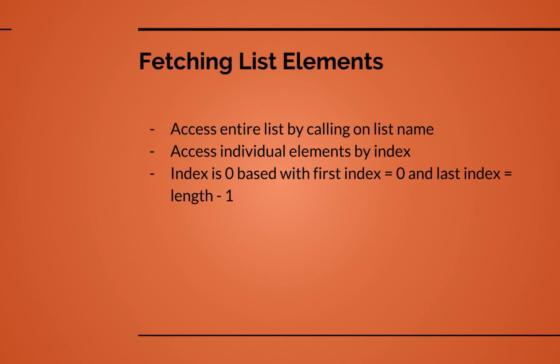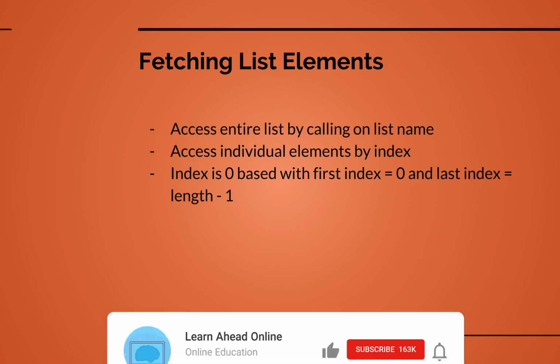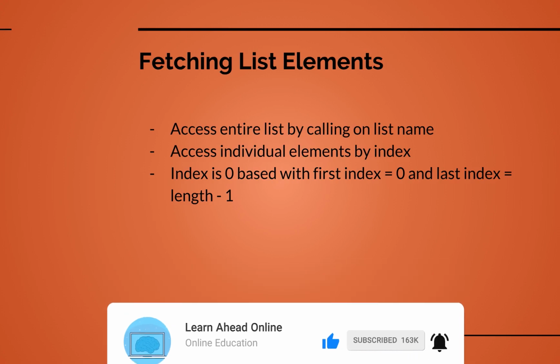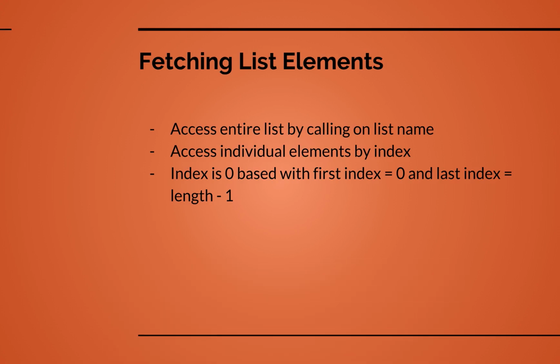So let's consider a list with 5 elements in it. The first element is at index 0, the second index 1, third index 2, fourth index 3, and the final element is at index 4. Okay, so that's very important to note when we're fetching elements. If we want to access the entire list, then we can just call on it by its list name, and that way we can treat it much like most other variables.